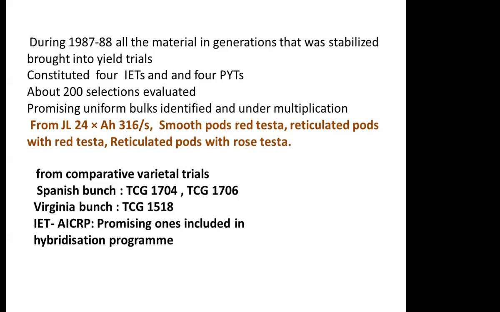And from that material, in comparative trial, TCZ 1704 and 1706 were identified as high yielding lines. From the Virginia bunch, PCC 1518. From the two trials, these are the promising materials that were identified. In the initial stages in the IET trial also, some good promising ones we included in the hybridization program. We did not have any other material, but any material that came through ASRP served as our germplasm at that time. Next slide, please.